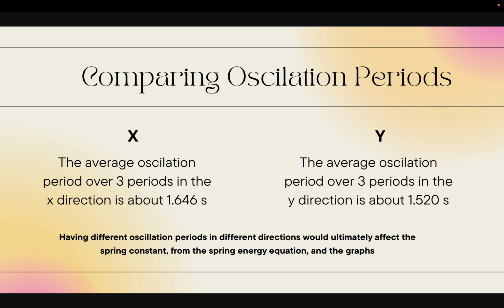Now, having different oscillation periods in different directions would ultimately affect the spring constant from the spring energy equation and the graphs, showing some deviation and throwing off our data.